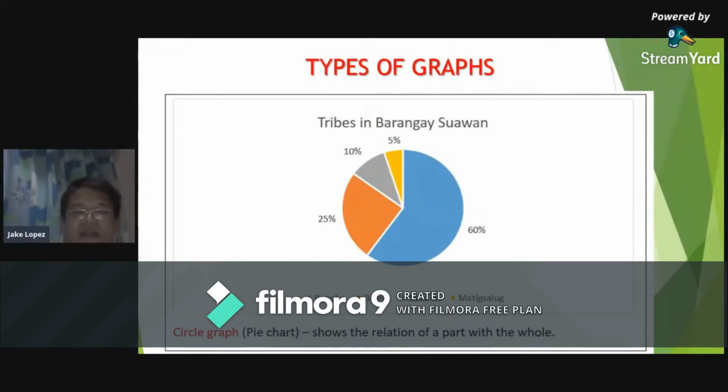We can see that the tribes, yung tribo sa ating barangay, you can see that 60% is Bagobo because this is the blue one, right? And which tribe has the smallest percentage? So there's the Matigsalug tribe, which is 5%. So tatlo na yun. We have the line, the bar, and the pie chart.